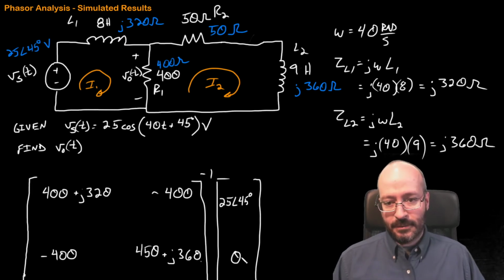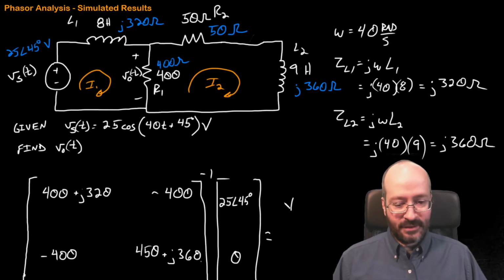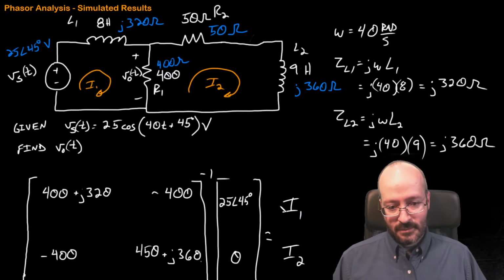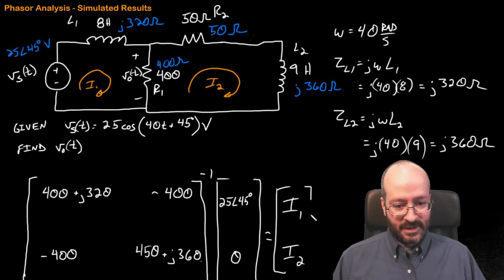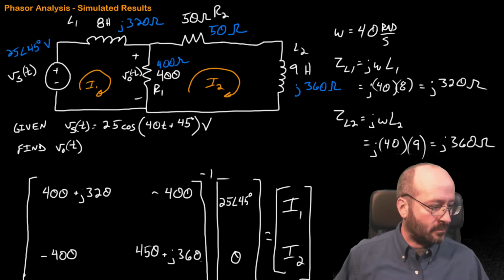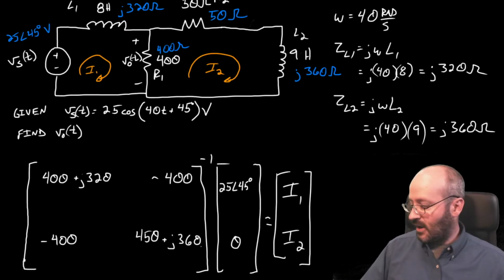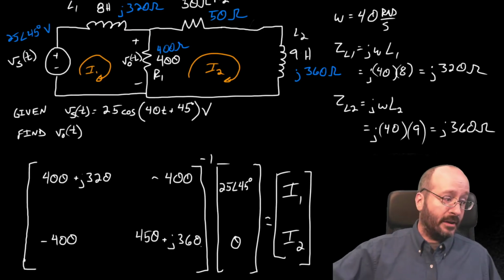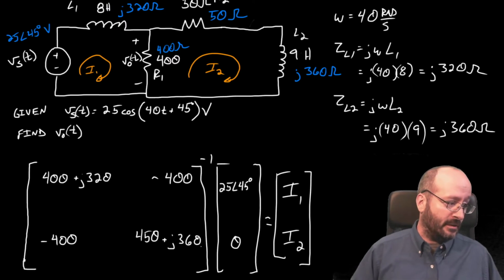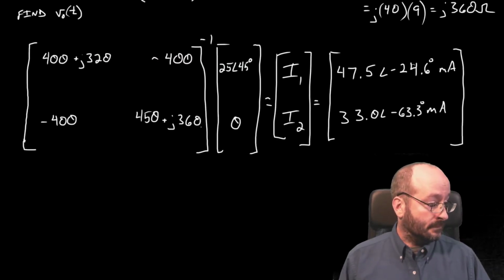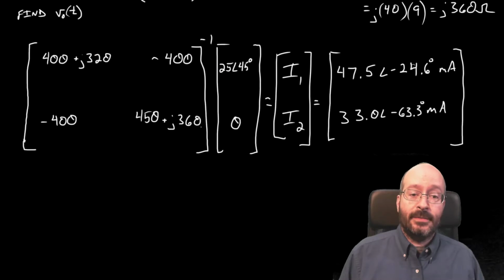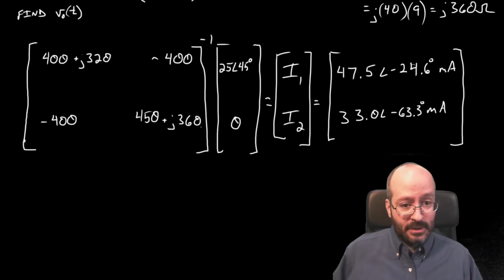Okay, and there's no source on the second one. That's going to give us I1 and I2. I'll slide to the right in a moment. And let's figure out what that is. So grab your calculators, pause the video, get the right answer. Okay, there's the answer I got. Hopefully you got something similar.